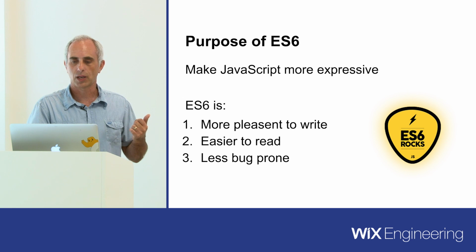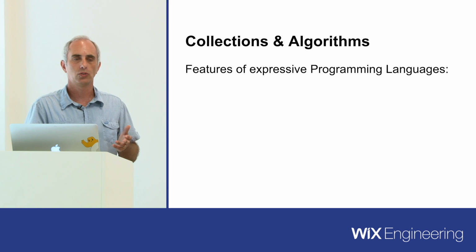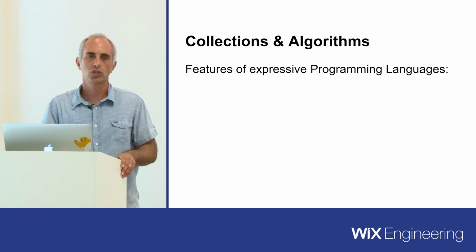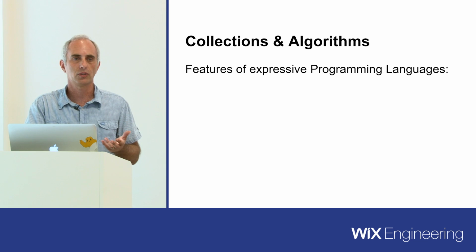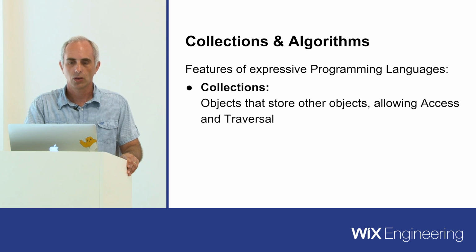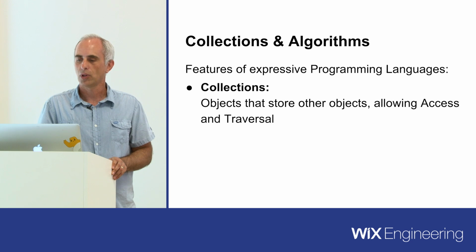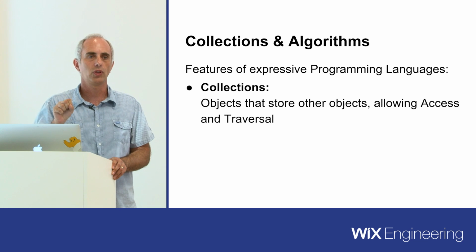Now, if we look at that goal of making JavaScript more expressive, then it ties back into two very significant features in programming languages, which are collections and algorithms. They are really significant cornerstones of expressiveness in modern programming languages. Collections are objects that store other objects, allowing both access, and that means both inserting new objects into them or retrieving objects out of them, and also traversal, which is the possibility of going over the various elements or objects stored within them one after the other.